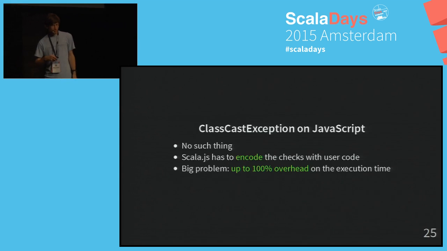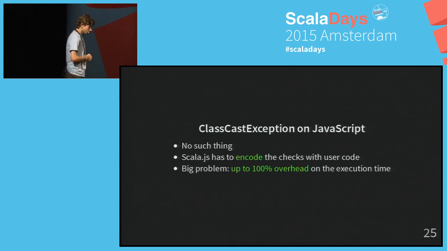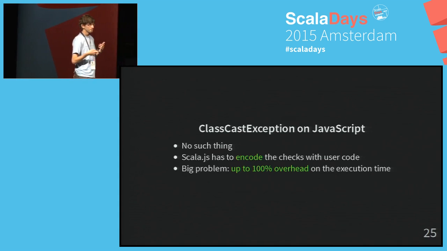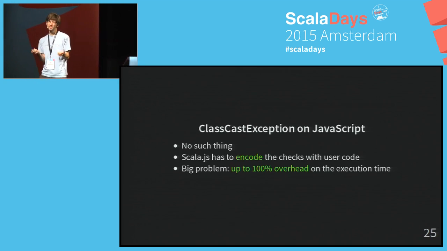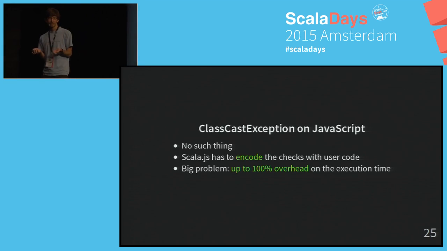So on JavaScript, of course, there is no such thing as a class cast exception, because there is no such thing as cast, because there is no such thing as a static type. So if we want these class cast exceptions on Scala.js, we have to encode them with regular compiler emitted code. And this compiler emitted code is a bit verbose, it's not trivial, and of course the JavaScript VMs have no idea what it means, in the sense that they cannot optimize it away the same way that the JVM optimizes away casts. And believe me, the JVM is doing an immensely good job at optimizing away the asInstanceOfs.